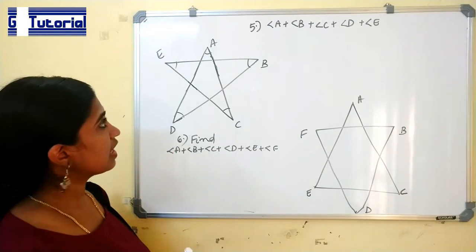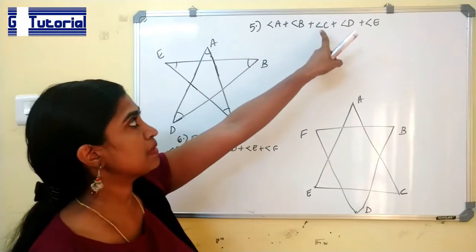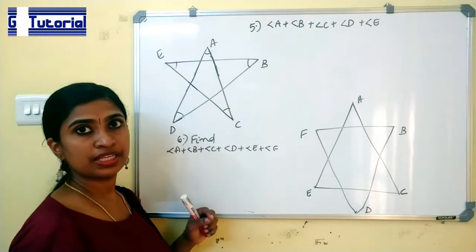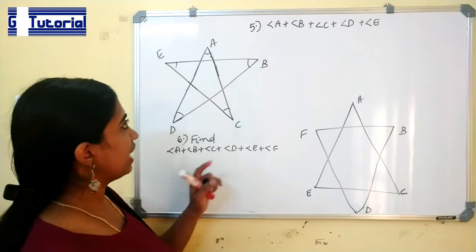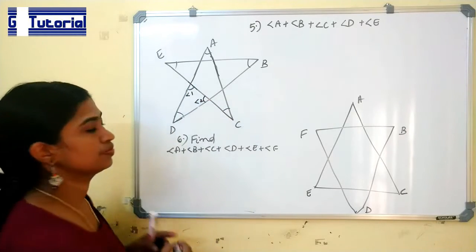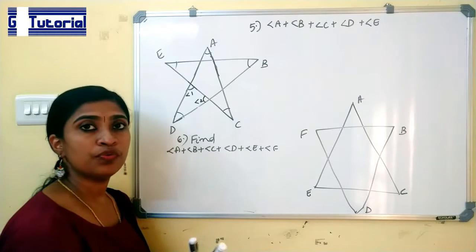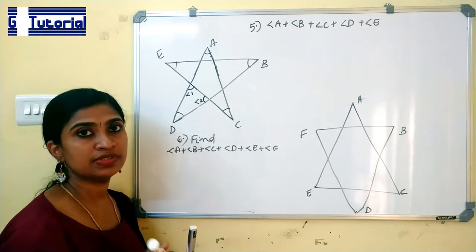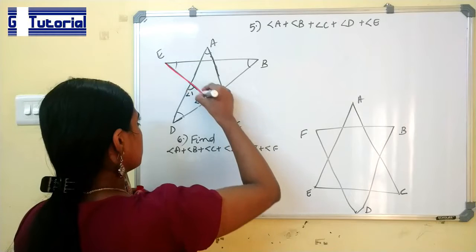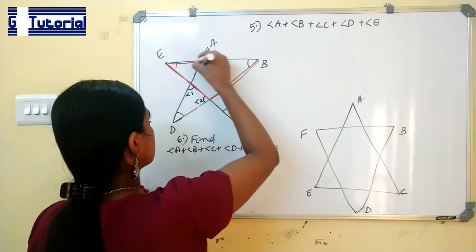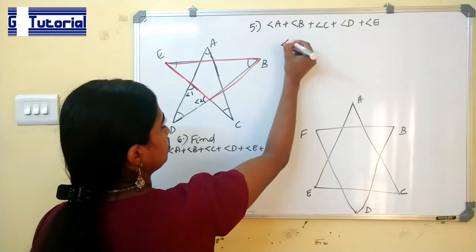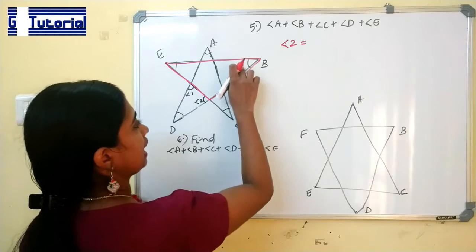Next question. We are asked to find the value of angle A plus angle B plus angle C plus angle D plus angle E. We are asked to find the sum of these angles. So, for finding that, let me consider this as angle 1 and this as angle 2. Now, I am using the property that the sum of interior opposite angles gives the value of the exterior angle. Let me consider this triangle. Then, this angle 2 is equal to angle E plus angle B.